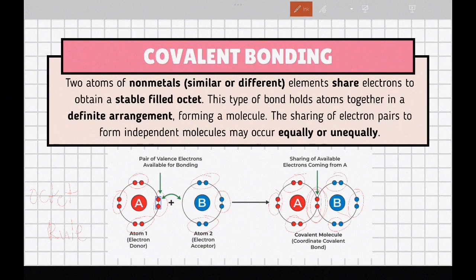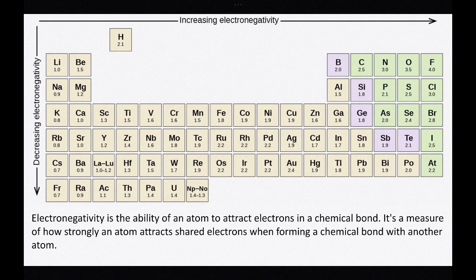So in covalent bonding, definitely it's a combination of two or more nonmetals. Now, here's the electronegativity that I was talking about a while ago. When you say electronegativity, it's the ability of an atom to attract electrons in a chemical bond. It's a measure of how strongly an atom attracts shared electrons when forming a chemical bond with another atom.